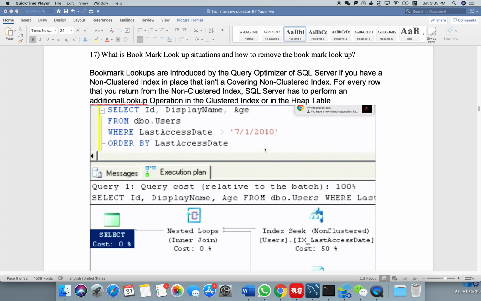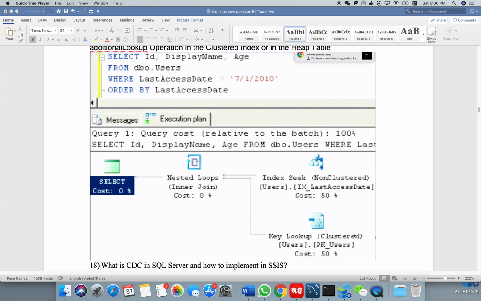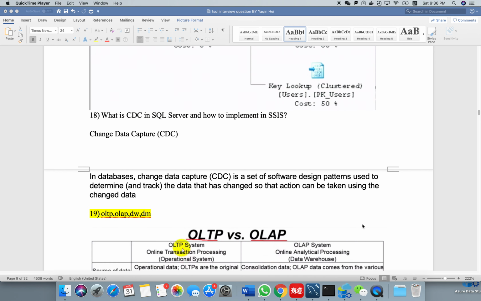How to remove the bookmark lookup means that when we add the columns we select to the non-clustered index, then SQL Server will use the non-clustered index directly for the columns, so we can avoid the bookmark lookup, or key lookup.